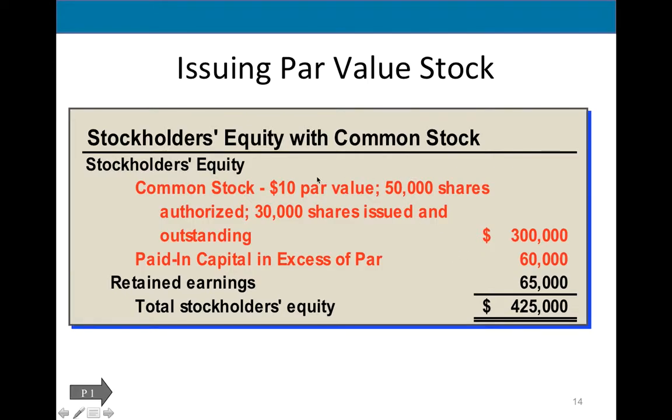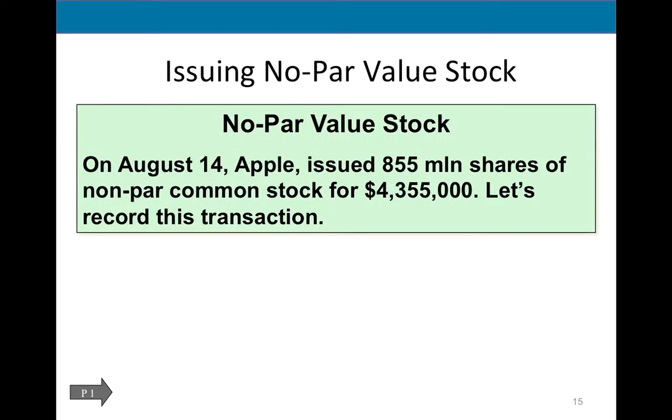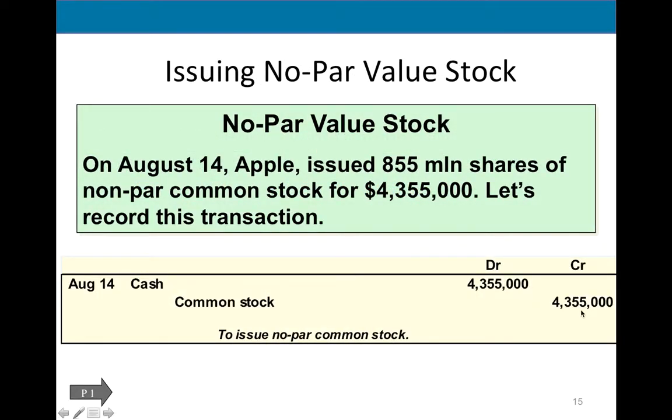And so if you look at the stockholders equity section, you can see both accounts right here. They are both equity accounts. They are both part of the contributed or paid in capital. No par value stock has just one debit, one credit. There's no par value. This is how we talked about it in chapters 1 and 2 and 3. Just debit cash and credit common stock. There is no excess account.